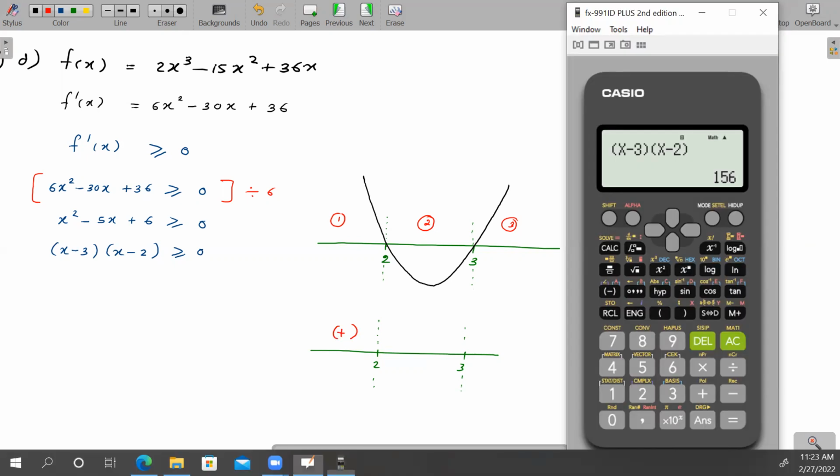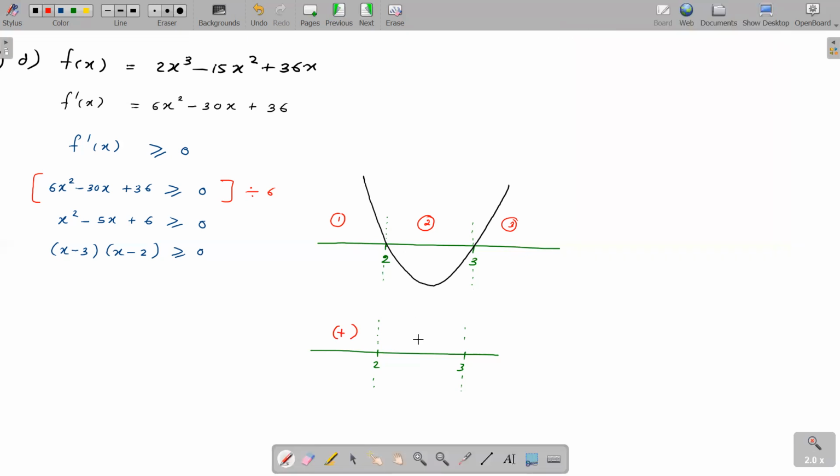Now in the next part, give a value between 2 and 3. So let's go for the next range, 2.5, a value between 2 and 3. The comma is the decimal here. So what do we get? You can see we get negative. For any value between 2 and 3, 2.1, can you see I get negative? For any x value, 2.9, I'm getting negative. So everything between 2 and 3 is negative.